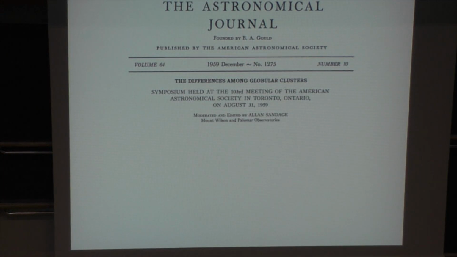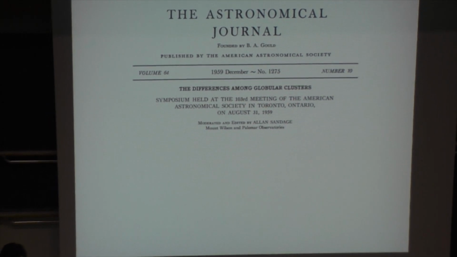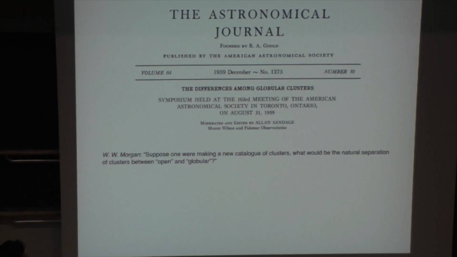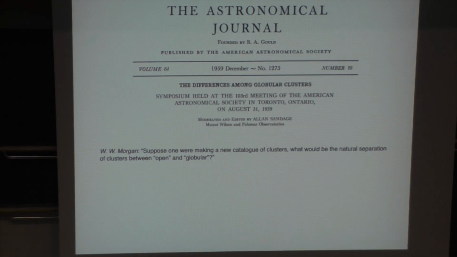This is not a new discussion by any means. You can go back to 1959 in the Astronomical Journal. You will find this summary here of a discussion that took place at an AAS meeting that year in Toronto, where people discussed the differences among globular clusters, and there's a long discussion about how you should classify them and what they have in common and not, et cetera. At some point, Morgan says, suppose we were making a new catalog of clusters, what should then be the natural division between open clusters and globular clusters, right?